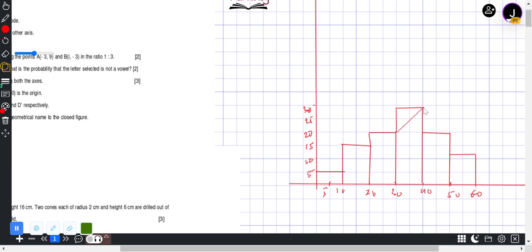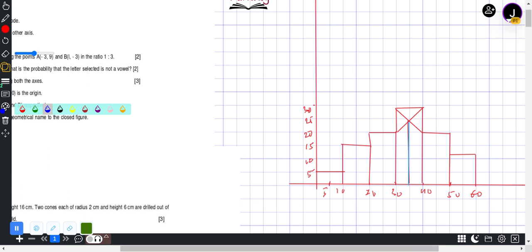We connect the lower boundary to the boundary of the modal class, and we connect this boundary with the boundary of the modal class. Okay, and the connecting point is the mode, which is actually around 35. Okay, so the modal class is here. This is the mode. I'll tell you the formula also for doing it.